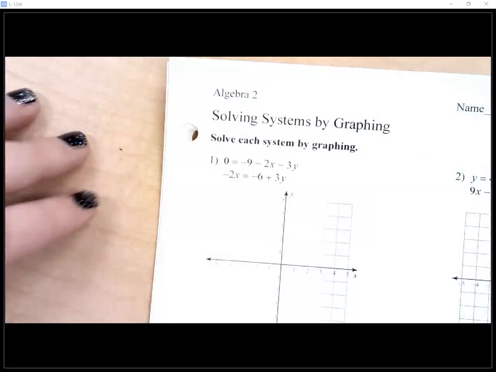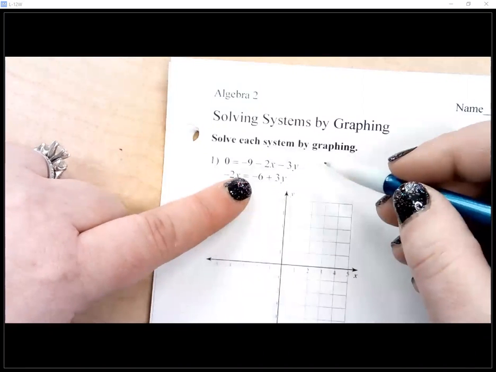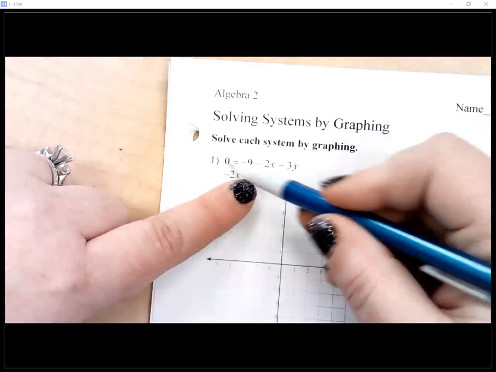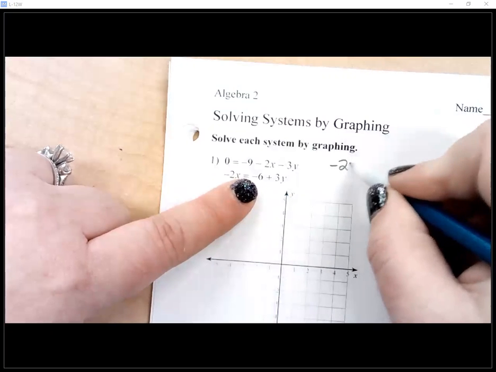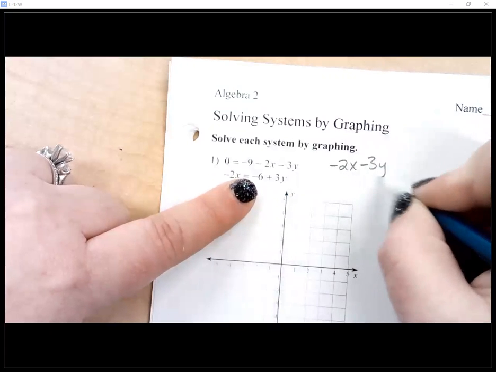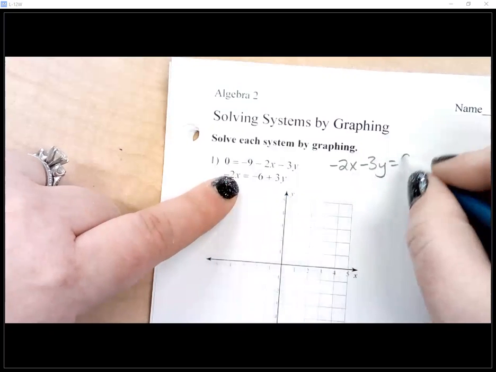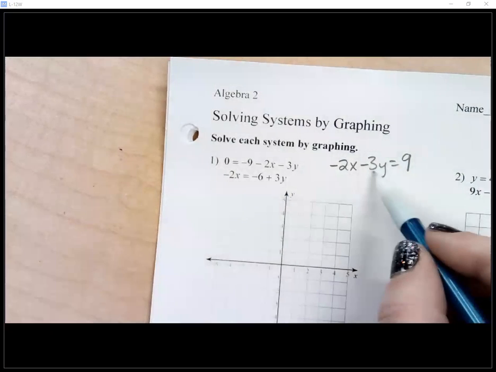So for my top one, that is not in any kind of form. So you know what I'm going to do? I can get that in standard form real easy if I just add that 9 over and flop it around. I think this might be fastest, right? If I just add the 9 to the other side. Isn't that thing in standard form now? Now it's pretty fast to graph in standard form because this number divides into this one easily.